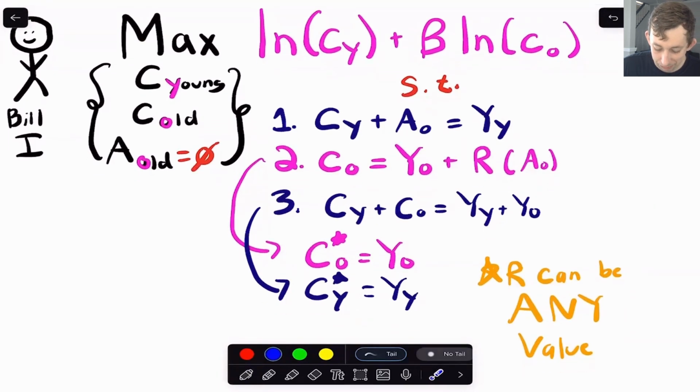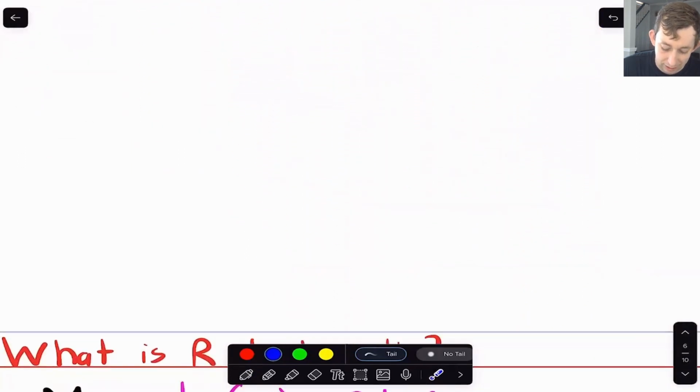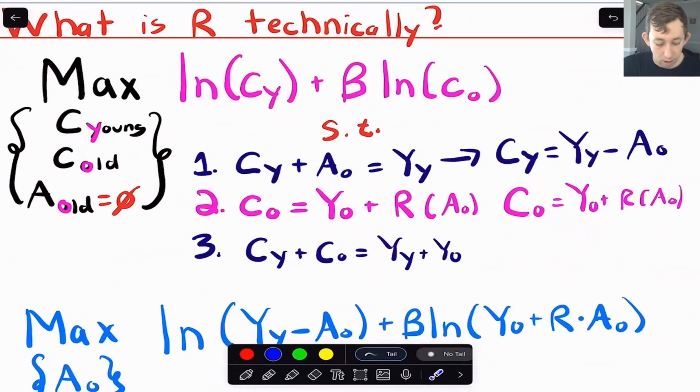So notice that the interest rate can really be anything because the interest rate doesn't actually matter because if you're not trading assets, if you're not borrowing, you're not lending, what does the interest rate matter at all? It really doesn't. But we can still solve for R, and some problems still ask you to do that. And so I just want to go through how to do that. Well, we just sort of simplified our problem.